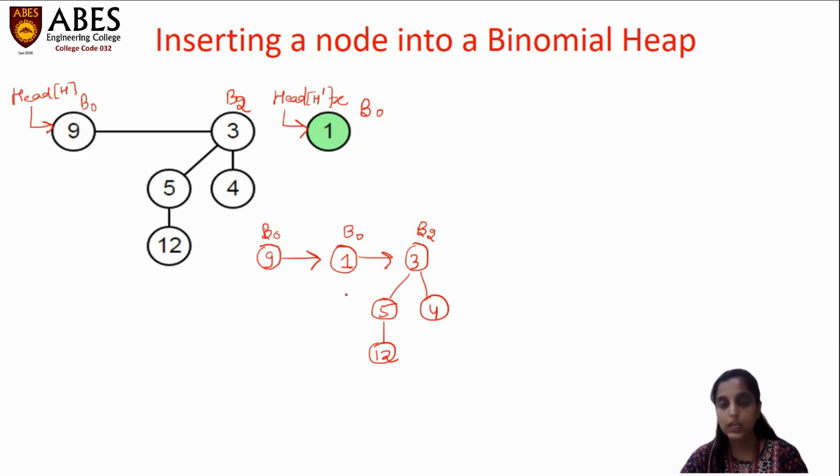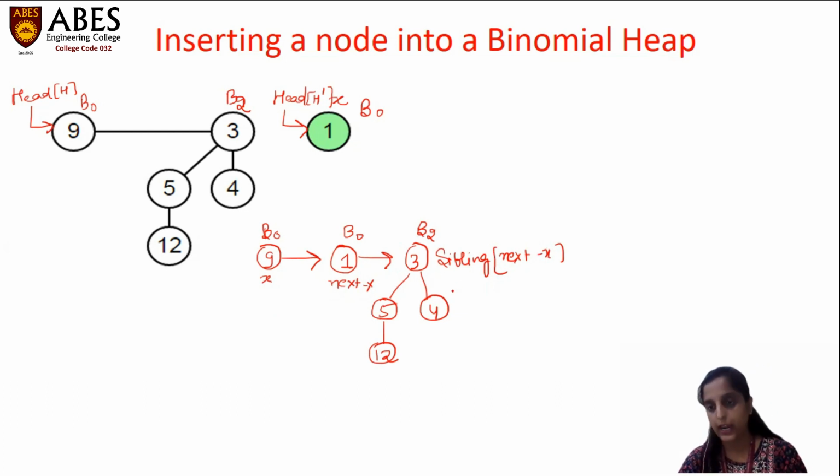my previous videos. So as here we can see, this becomes my x, this becomes my next x, and this becomes sibling of next x. Now as we can see, the degree of x is equal to degree of next x, but it is not equal to sibling of next x. So either case 3 or case 4 can be applied.